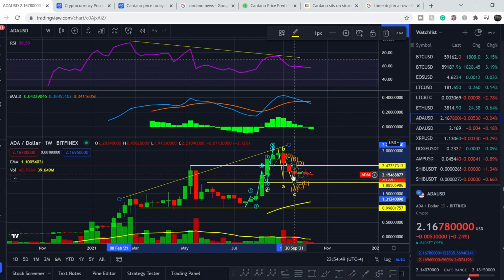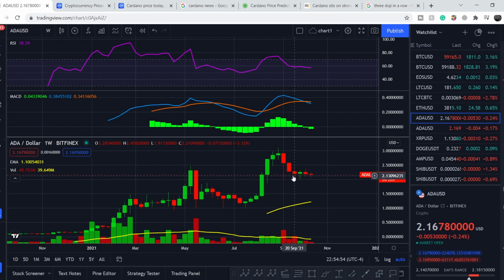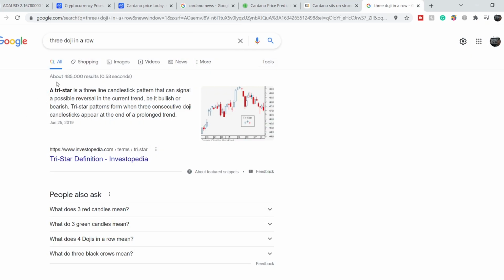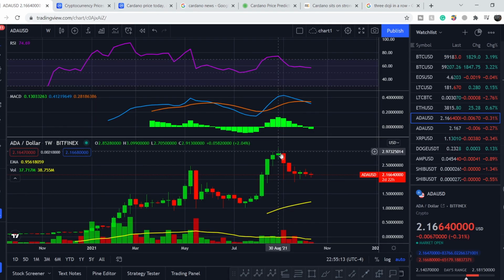And let me show you that we have the 4 latest candles, and these candles are doji candles. And for those of you who don't know, 3 dojis in a row is a tri-star pattern. It's a 3-line candlestick pattern that can signal a possible reversal in the current trend. So, as you can see, we had the short-term bearish trend, and we had several doji candles. This means the market is in an indecisive phase, and this means we might go either way.